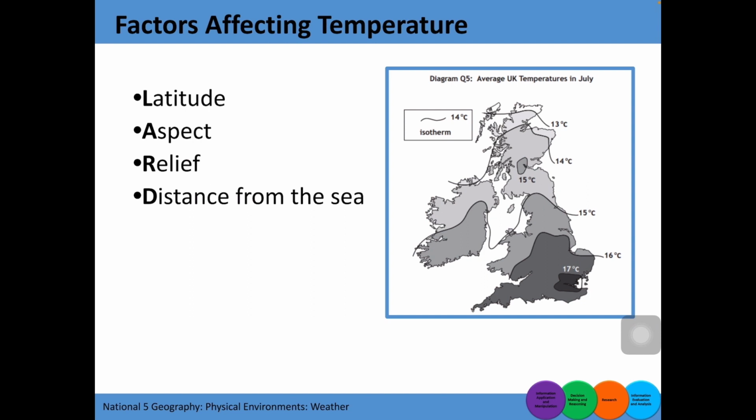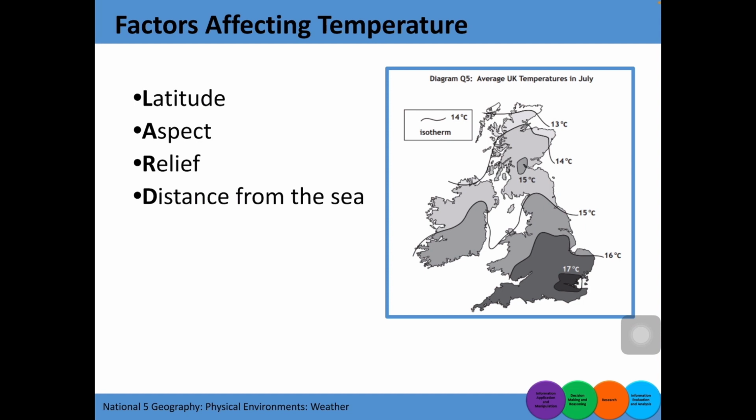Now, if we look at this map on the right hand side, you can quite clearly see that temperatures are much warmer in the south of the country, and as you move further north they become colder. So there are a few different reasons for that, which we're going to explain now, and then we'll give you a few key terms to remember for your revision.